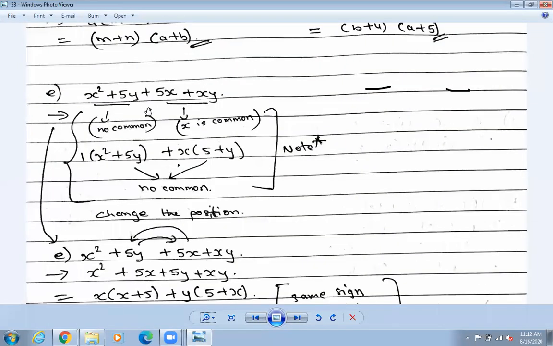So m square plus 5m, sorry, 5y, 5x plus xy. Is there anything common? X square plus 5y, no common. There is nothing common. Okay, let me do it tomorrow. Because we don't have time, the video may be off, so it will be difficult for you to understand.